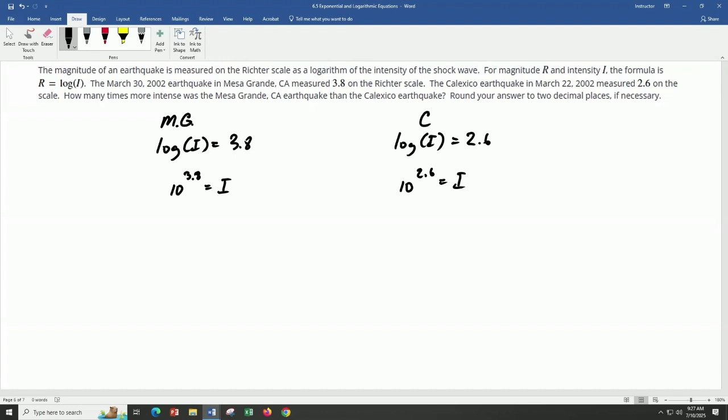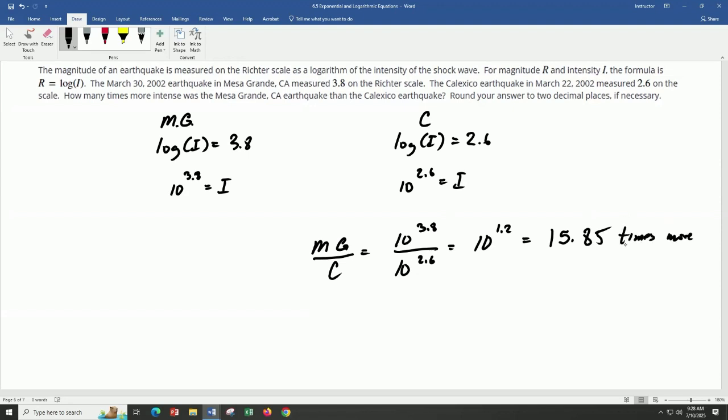Okay. So if I do the math of this, I've got the Mesa Grande and the Calexico, and I put 10 to the 3.8 divided by 10 to the 2.6. If you want to be mathematical all the way around, you can say 10 to the 1.2 is going to equal how many times larger? How about 15.85 times more intense?